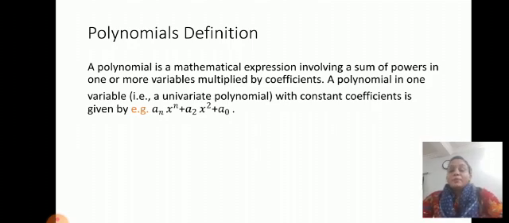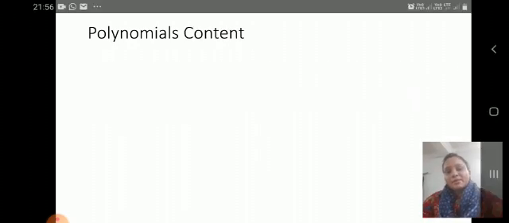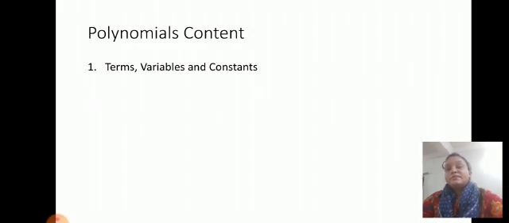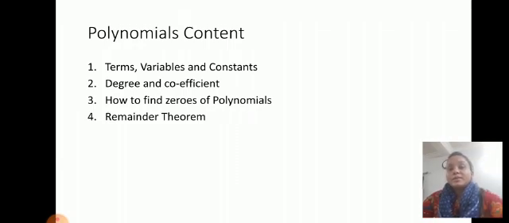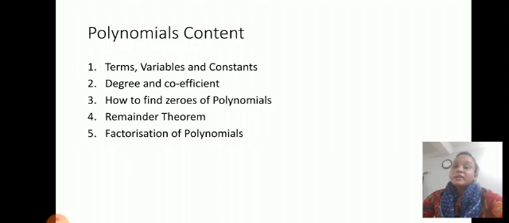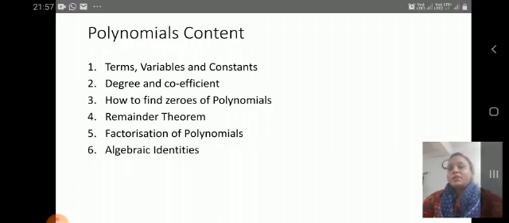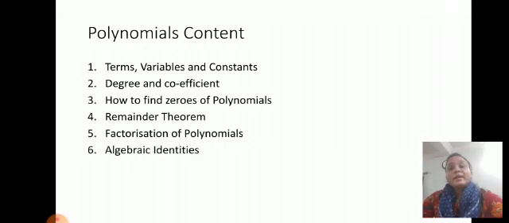All the terms related to polynomials you are already familiar with, because in the previous class on algebraic expressions you learned about the terms variable, constant, and coefficient of the given expression. These things will help you understand this chapter. The contents of this chapter are: first, term, variable and constant; second, degree and coefficient; third, how to find zero of the polynomials; fourth, remainder theorem; fifth, factorization of polynomials; and last, algebraic identities.